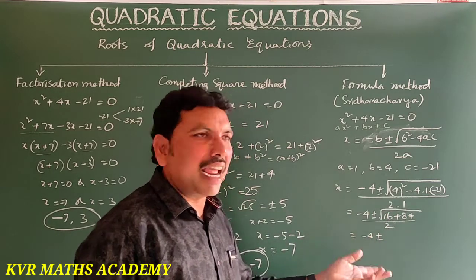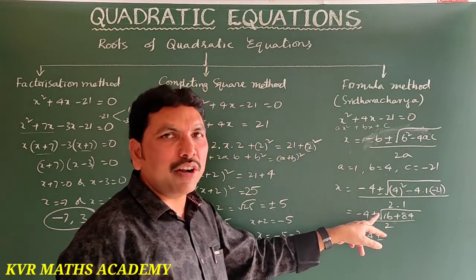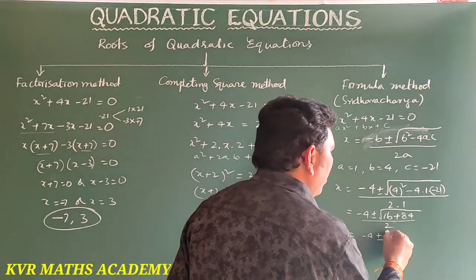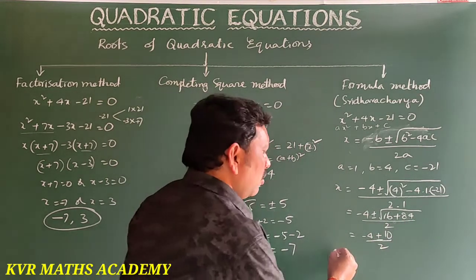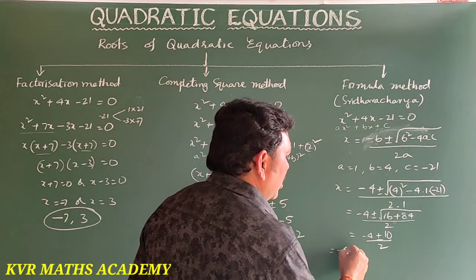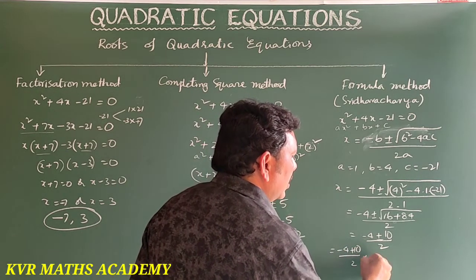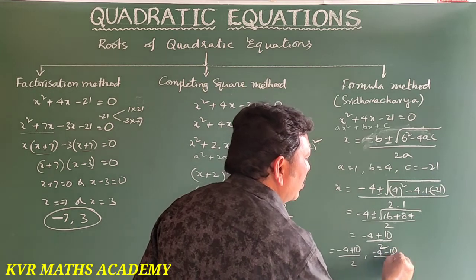Root of 100 means 10. Already here, plus or minus, we got 10 by 2, right? So minus 4 plus or minus 10 by 2. Applying this, we get minus 4 plus 10 by 2 and minus 4 minus 10 by 2.